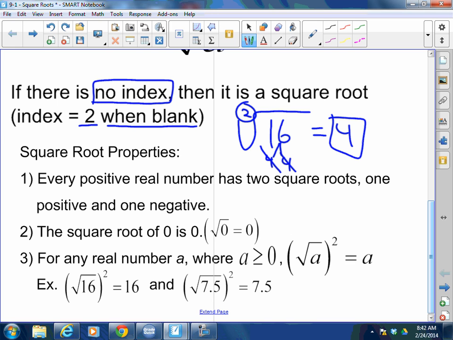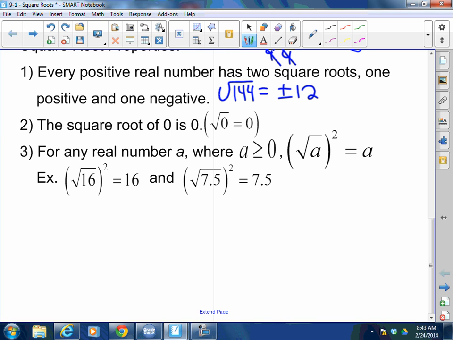Now, some square root properties that are really important and easy. Every positive real number has 2 square roots. One positive, one negative. If I have the square root of whatever, 144, that really equals plus or minus 12. Because 12 times 12 is 144. Negative 12 times negative 12 is 144. The positive square root of 0 is 0. There is no plus or minus for 0. It's just 0.